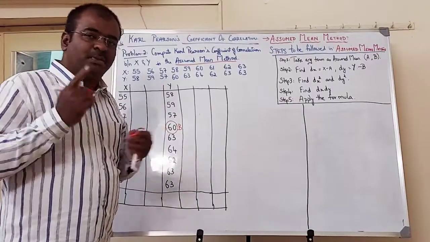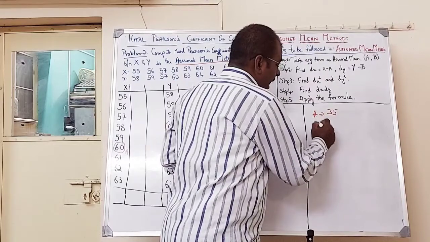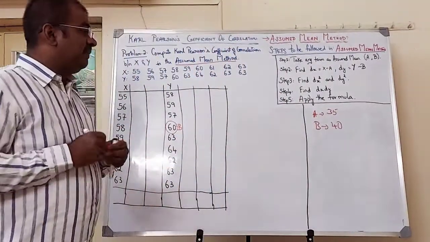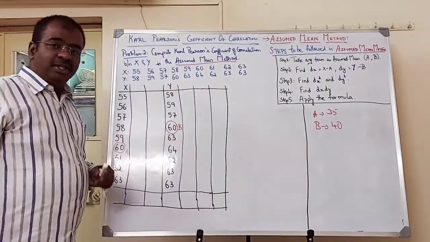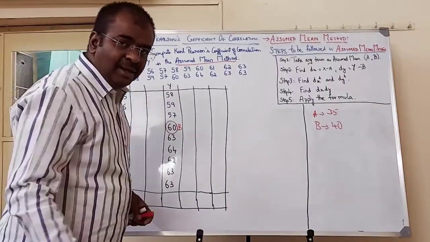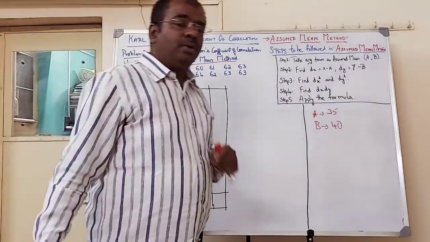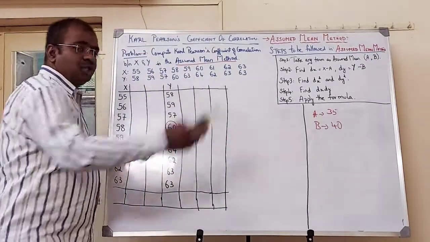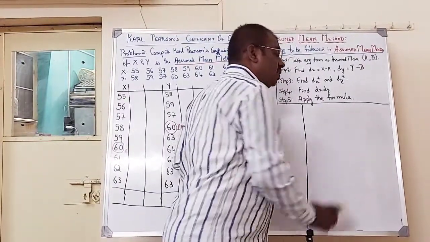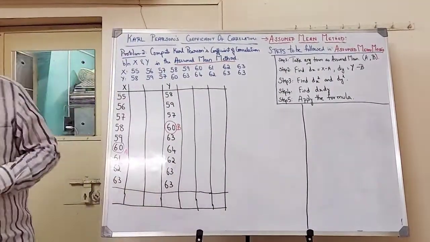If you look into the previous problem, there I had chosen 35 for A and for B I had chosen 40. I had taken different assumed means. Here I am going to change the method, and I am going to select the same value in both x and y. As I have already told you, you can choose any number as per your choice. Whatever number you choose as your assumed mean, the final answer should be the same. Please keep this in mind.